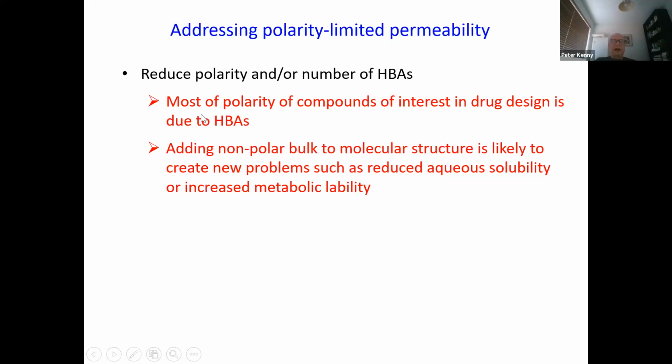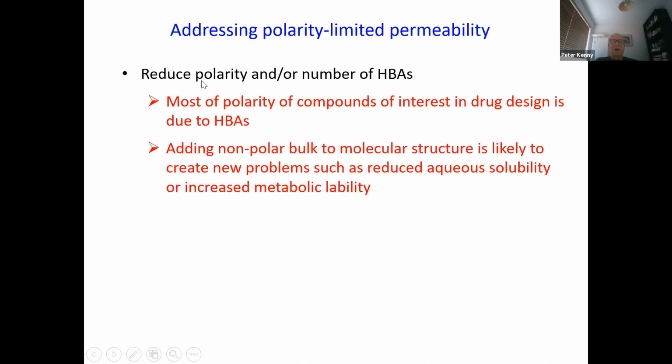But if you're trying to get something into a cell in the standard way and you really believe you've got evidence that it is too polar, the first thing to think about is that most of the polarity of a compound of interest in drug design is due to the hydrogen bond acceptors. So getting rid of the hydrogen bond donors isn't really going to help with polarity. You really have to focus on the hydrogen bond acceptors. You could say, well, just stick a hexyl group or something on the molecular structure. But that's likely to cause other problems. It's also going to be bad for solubility, and it makes the molecule larger, and you get metabolic liability and stuff like that.